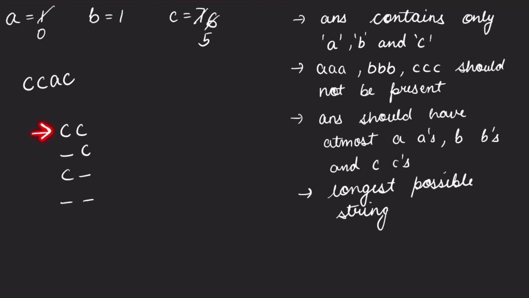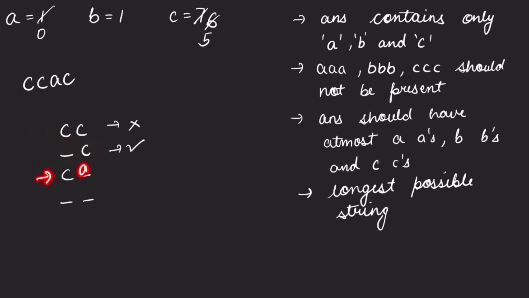Then in this case, you will see that whenever my last two characters are both C and C, I cannot take C again, right? Then coming to this case, let's suppose here A is there or B is there. In both the cases, I can take C here, right? So in this case, I can take.